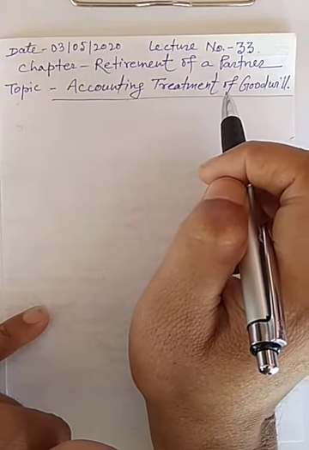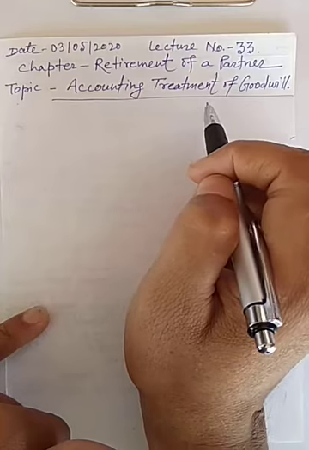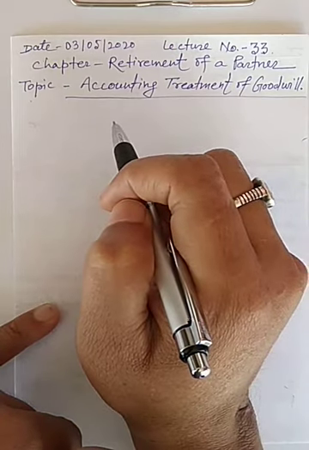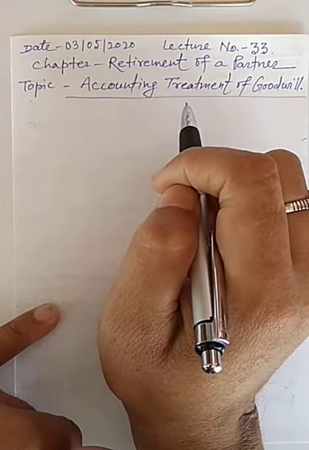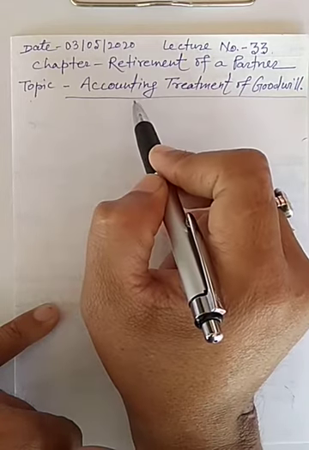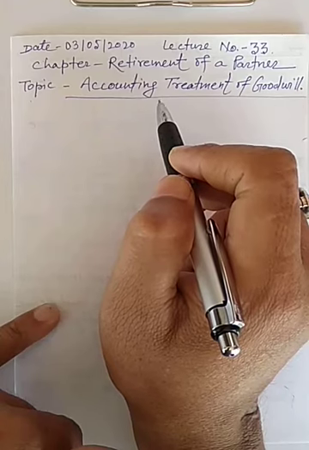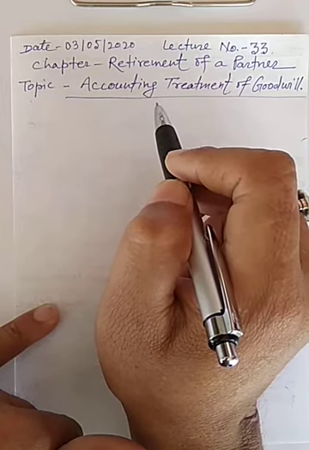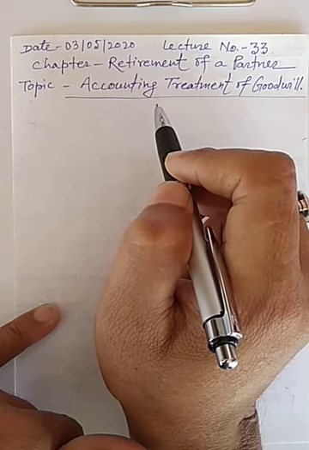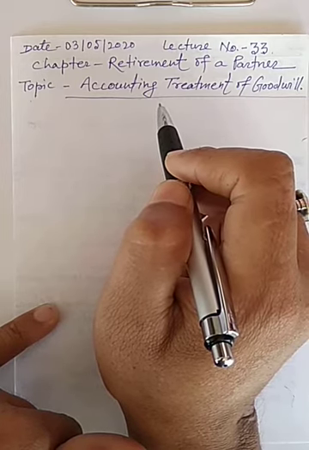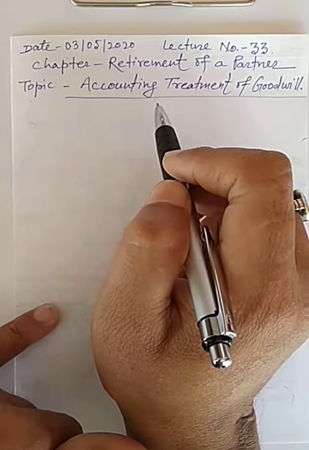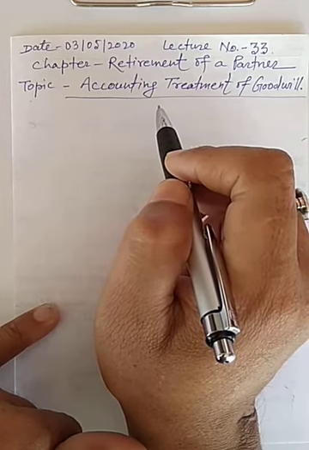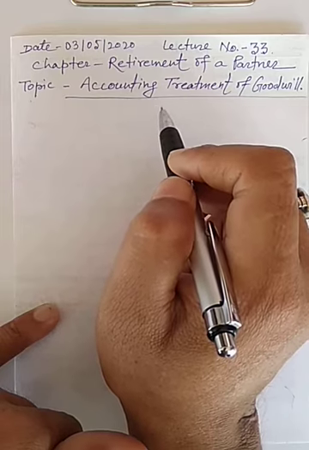In our previous video, I have explained about calculation of new profit sharing ratio and gaining ratio, and in chapter number 3, that is admission of a partner, I have also explained about calculation of sacrificing ratio, and in this chapter I have explained how to calculate gaining ratio.